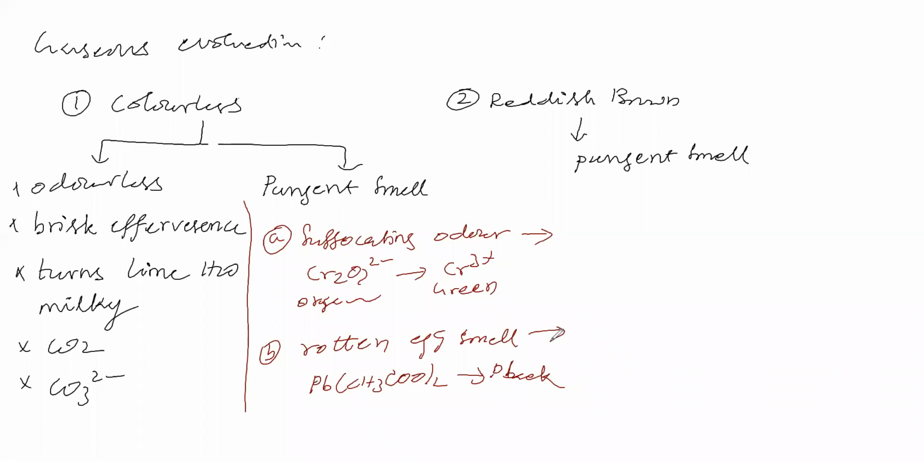You are saying gas A is called sulfur dioxide gas. That means the given salt contains sulfite as an anion. What do you say about gas B? You are saying gas B is hydrogen sulfide. Therefore, the given salt contains sulfide as an anion.